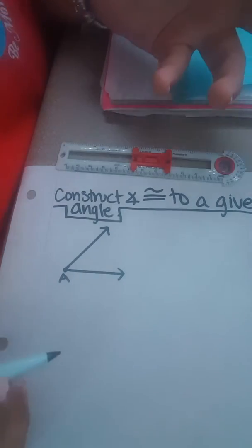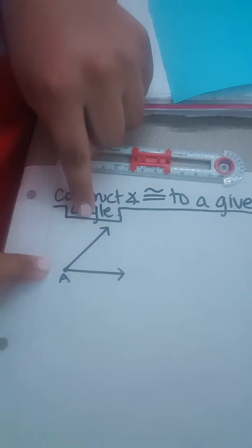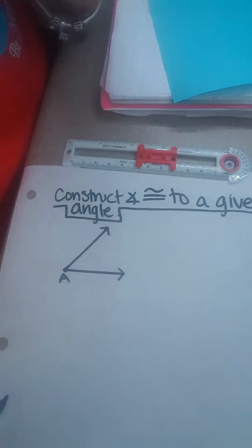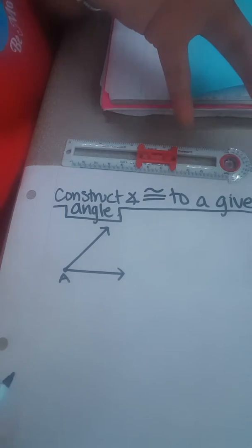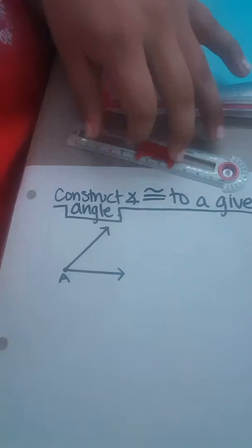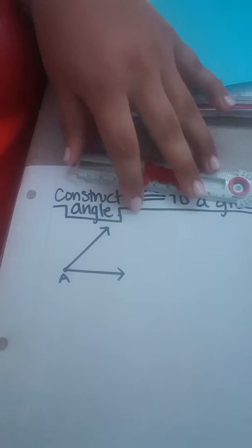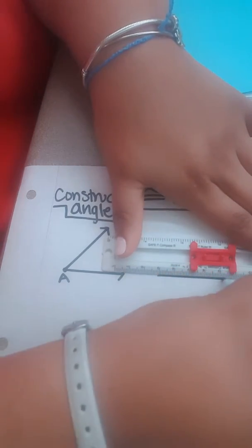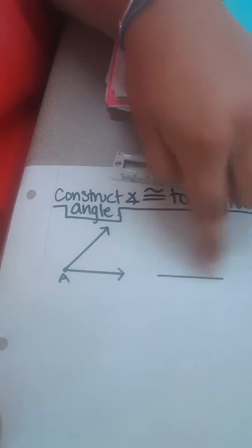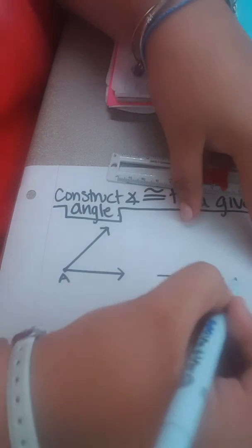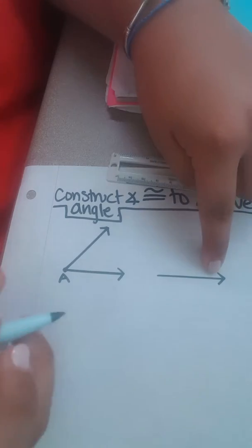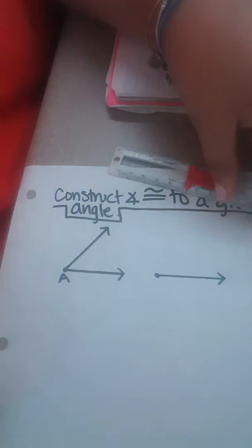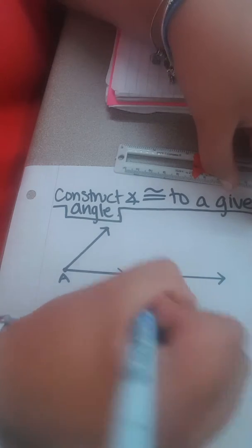Now what we're trying to do with this given angle that we just made is construct an angle that is congruent to it. But we're not measuring, we're not using protractors or rulers. So what you can do, now that you have your given angle, is make a ray. Again, the size of this line doesn't matter because it's going to go on forever, since we have an arrow right by it. And I'm just going to call this point D.